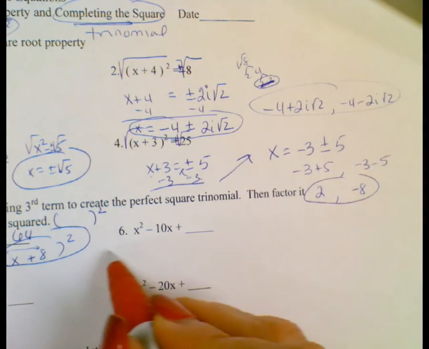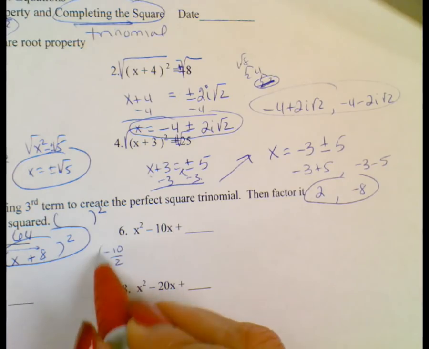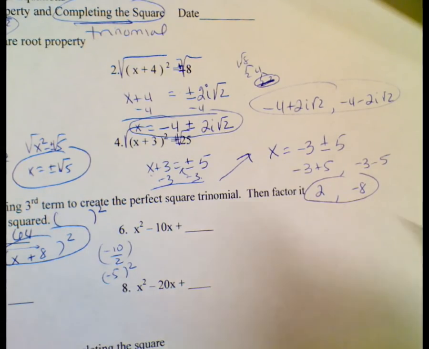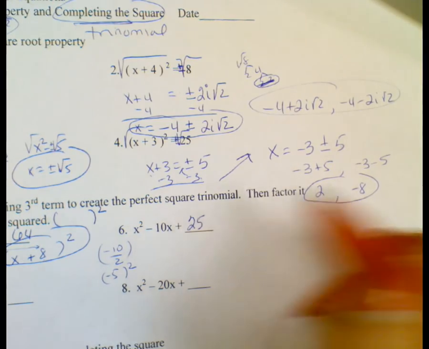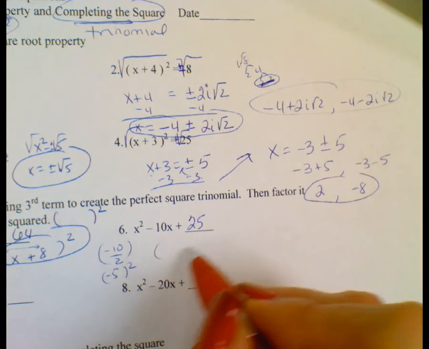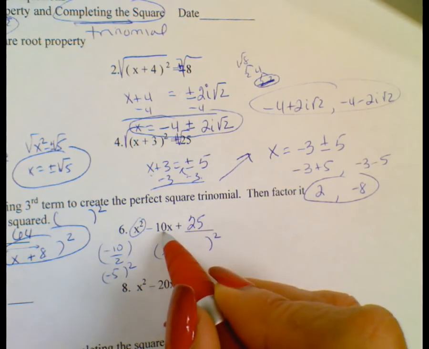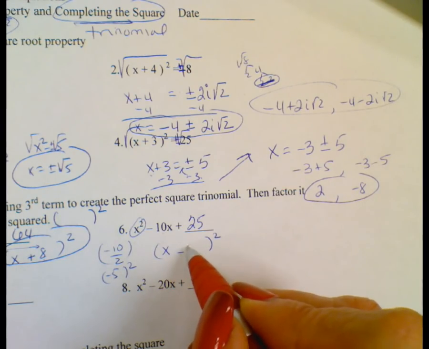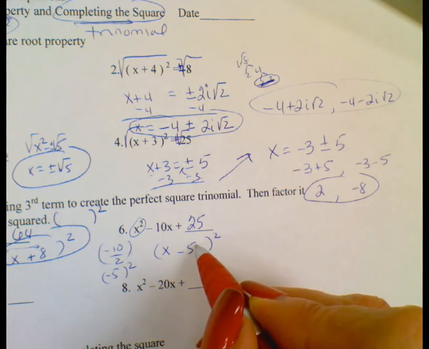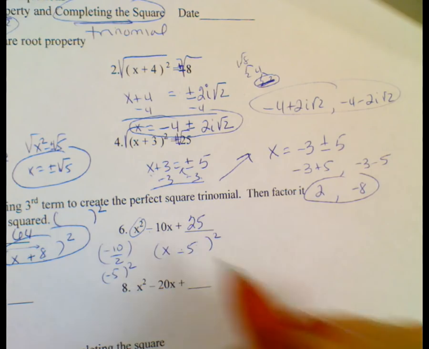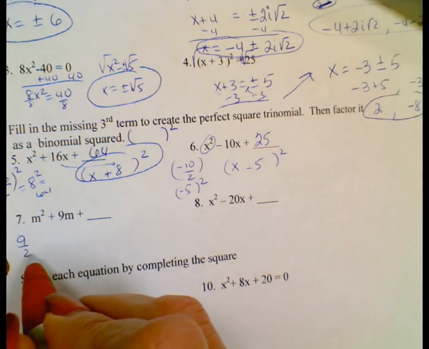So what is half of negative 10? Hopefully you said negative 5. And what's negative 5 squared? It's 25. So when you factor it, take one of these, and then you can either take half of negative 10 or you can take the square root of 25. It's the same answer, but the negative goes with the middle term. That's your answer.